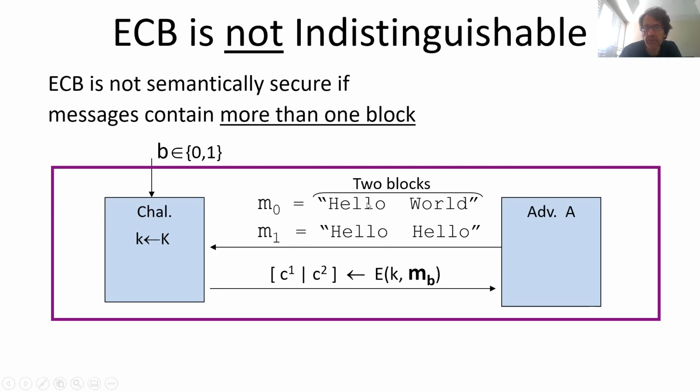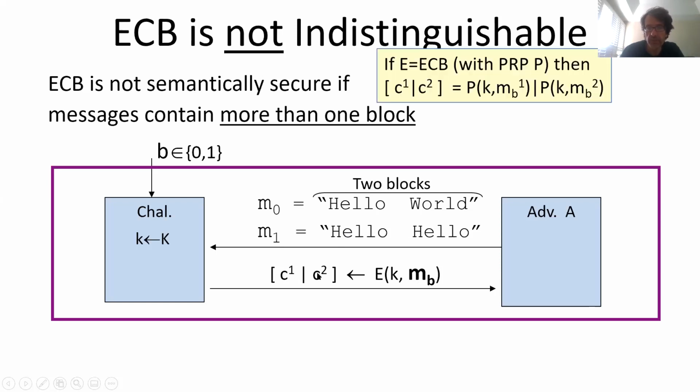So think of M0 having the same two blocks and M1 having two different blocks. You get an encryption of MB, which is either that or this. But now, if you know that somebody used electronic code book to encrypt, then in the case of M0 this block will be an encryption of this block and this block of this, but in the case of M1, both of these blocks will be encryptions of the same block. So these two ciphertexts will be the same, right?